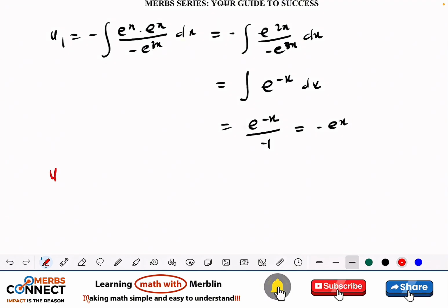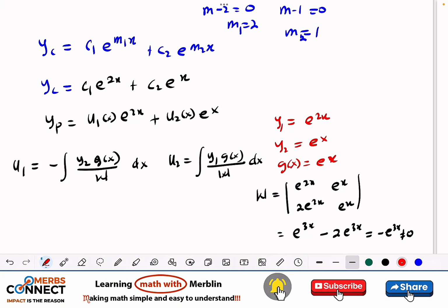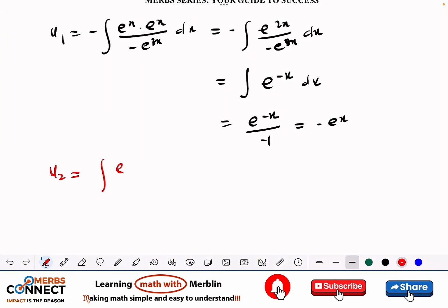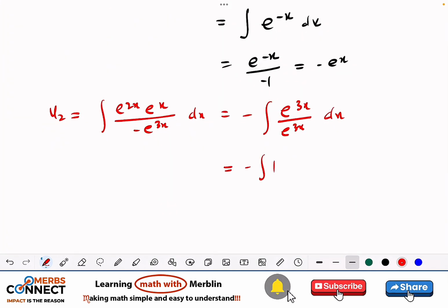Then u2 will be equal to the integral of y1, which is e to the power 2x, so e to the power 2x, e to the power x, which is the g of x, and then the Wronskian is minus e to the power 3x dx. This is going to give us e to the power 3x divided by minus e to the power 3x dx. So I factored the minus out, and then this one will cancel this. So I'm going to have minus 1 dx. What function, when I differentiate, I get 1? It's x. So this is going to give us, yes, minus x.